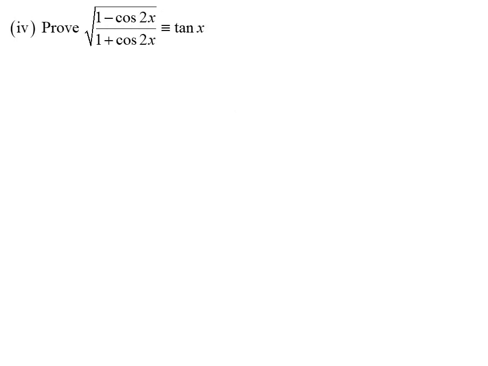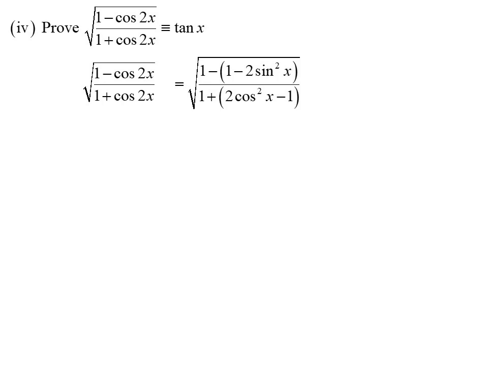Okay, let's prove this one. The square root of (1 minus cos 2x) on (1 plus 2 cos x) is going to be the same as tan x. I'll start with the left-hand side for this one. Cos 2x, I had 3 different ones I could substitute in. But looking at what I'm trying to prove, I'm trying to prove tan x, and tan I know is sine on cos.